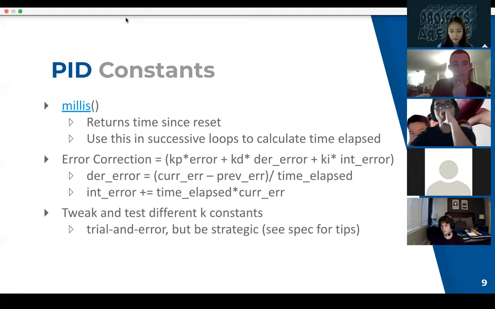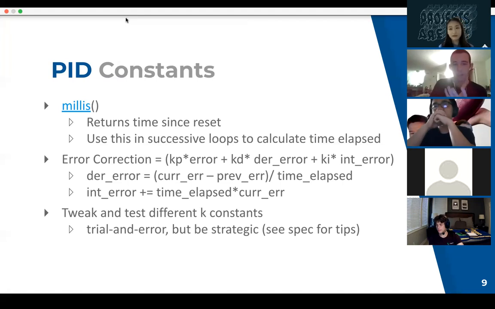One function that's useful is millis, which returns the time in milliseconds that the Arduino has been running since it was reset or since you uploaded your code. You can use this in successive loops to calculate the time difference between the 2 loops. So you run it once, record the time, run it again, you have a new time, subtract them. That's how much time has passed.